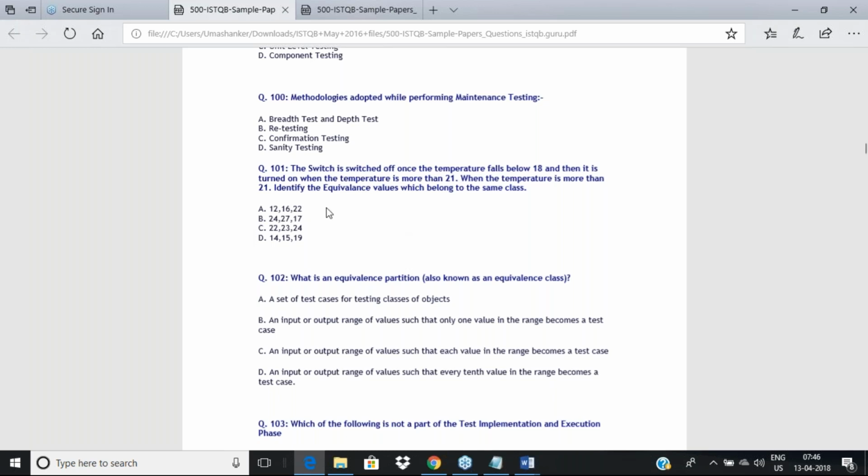Okay, let's look at what: identify the equivalence class which belongs to the. Oh, no. The question is very different. Okay, this is an interesting question, by the way. Identify the equivalence values which belong to the same class. The switch is switched off once the temperature falls below 18 and then turns on. So you know the boundary values. And he's saying identify the equivalence values which belong to the same class.